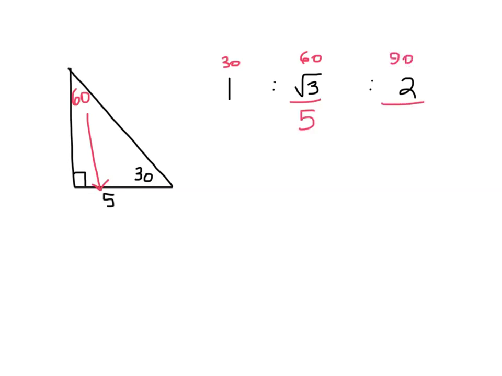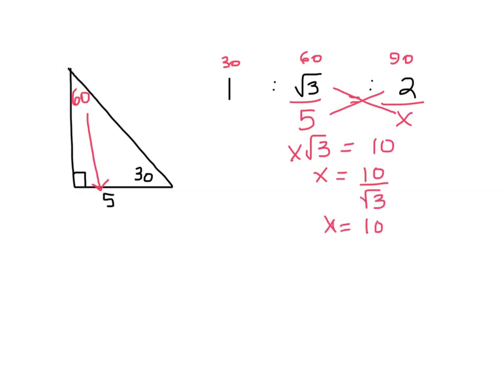If I want to find the side opposite the 90, I'm going to put an x, and I'm going to cross multiply. So I get x radical 3 equals 10, divide by radical 3, and rationalize. So this would be 10 radical 3 over 3.